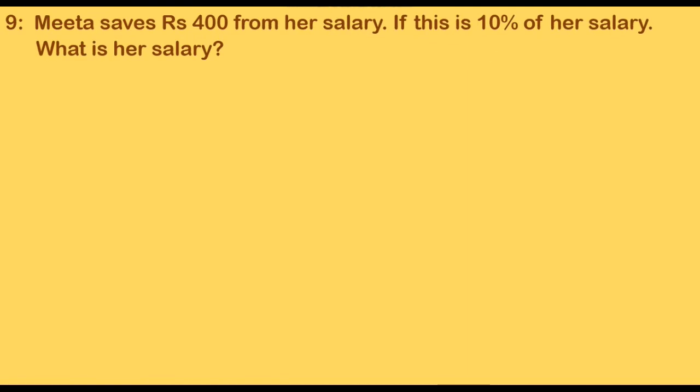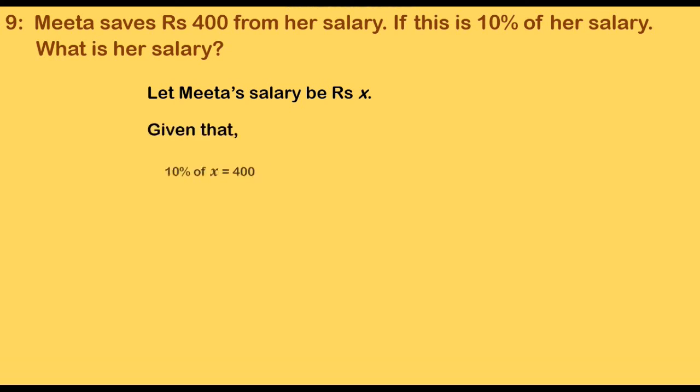Next question, question number 9. Meeta saves rupees 400 from her salary. If this is 10% of her salary, what is her salary? So let her salary be X. Now I have assumed her salary as X. I have to find out 10% of her salary. That is 10% of X, and it should be equal to the saving 400.